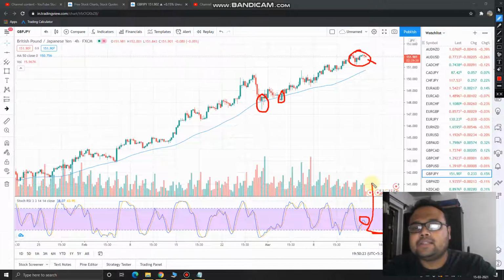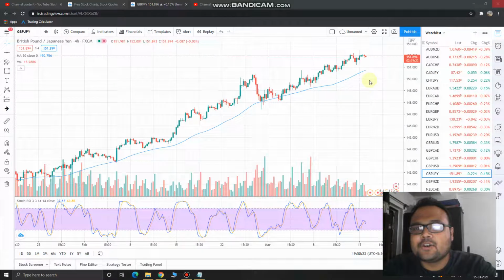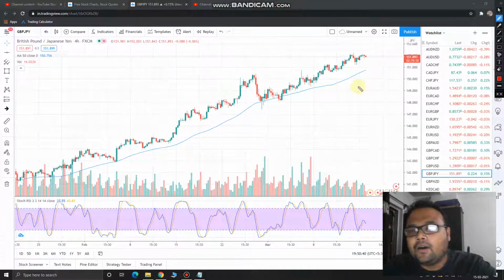When the stochastic RSI is in the oversold level, just watch the position of the price. If you see that the stochastic RSI is in the oversold zone, and the price is near the 50 moving average, and the stochastic RSI is moving up again. Suppose the stochastic RSI is here, and just look at the position of the price. Suppose it is not taking support at the moving average and it is somewhere around here. Just wait for the stochastic RSI to go up again.